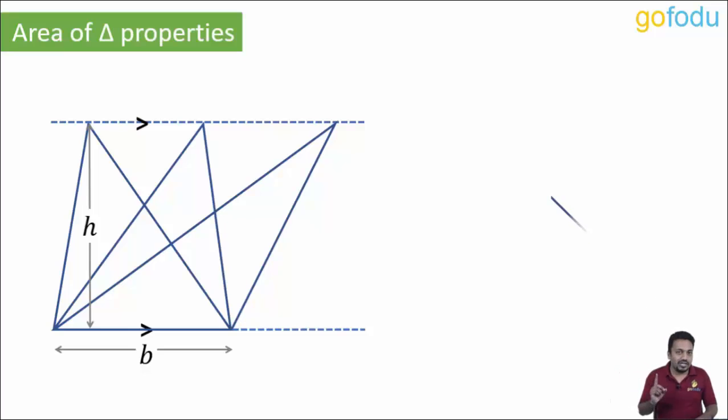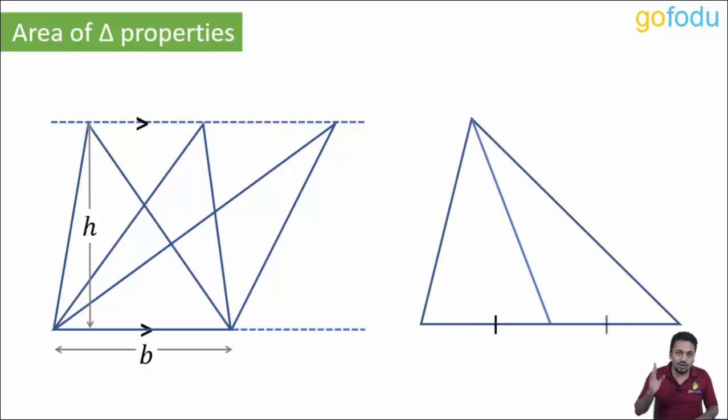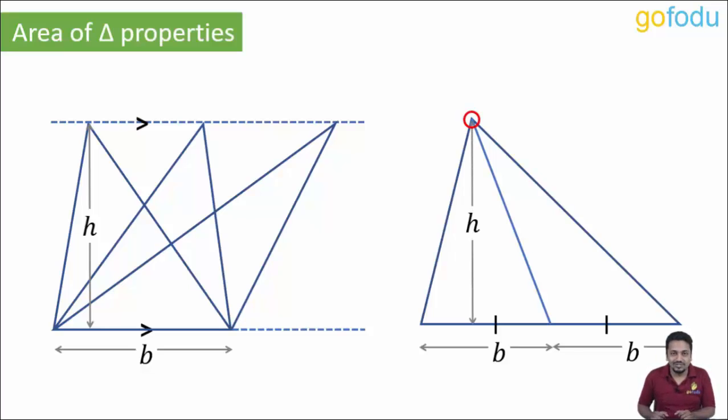Now there is one more case in which a line is drawn from a vertex and it bisects the opposite side. Again, these two triangles will be equal in area as the base is equal, right? And as the third vertex is common, height is also equal. So the area of these two triangles is equal. Both these scenarios come handy in problems related to parallel lines and problems related to medians.